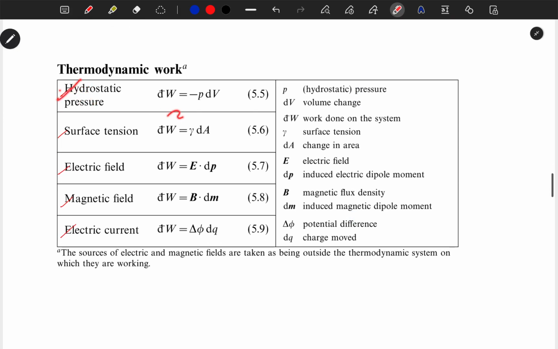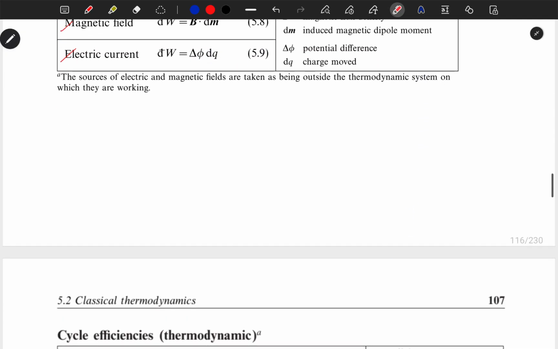Thermodynamical work: in case of hydrodynamics, we have đw equal to minus PdV. Surface tension, so γ dA, where γ is the surface tension times the area. In case of an electric field, E dot dp, where dp is the induced electric dipole moment. In case of a magnetic field, we have B dot dm, where dm is the induced magnetic dipole moment. Electric current, that is the force, the potential difference, times the charge movement, delta q.